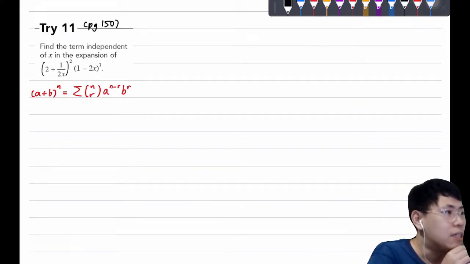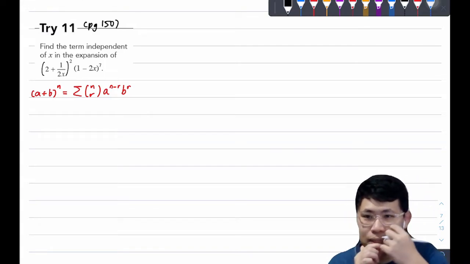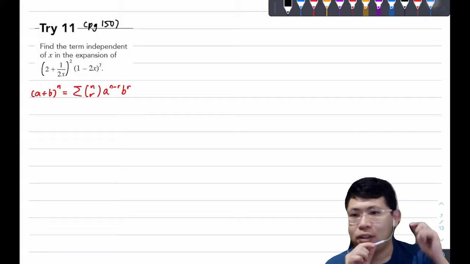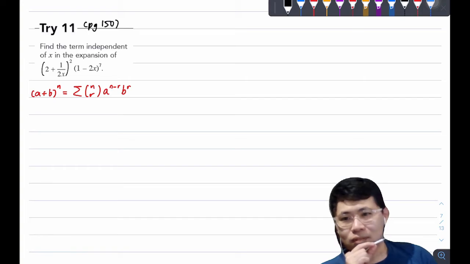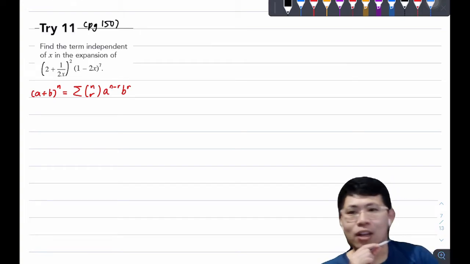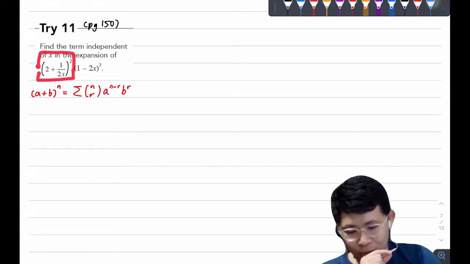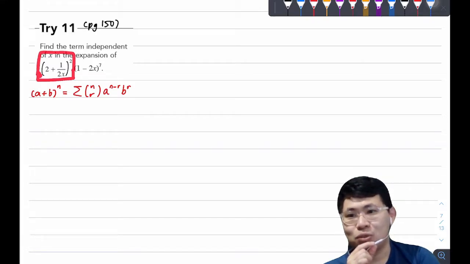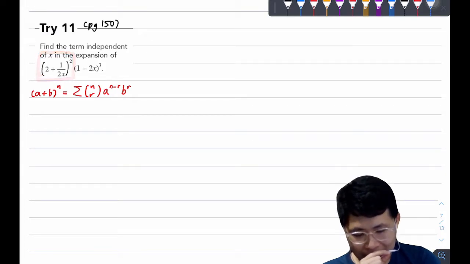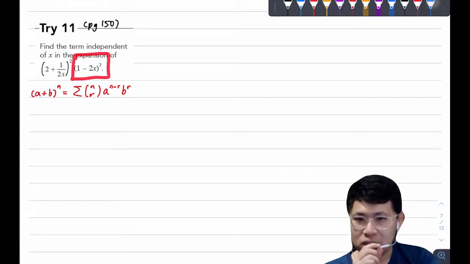Okay, so we have our second last question of the day. So over here, same thing, we are going to find the term independent of x in this expansion. So now the problem is, we have this kind of expansion. Now we have two brackets to expand. So the first bracket is the 2 plus this one, squared. So this one we don't really need the binomial theorem. We actually know how to expand this from set 2: a squared plus b squared plus 2ab. We will use that to expand this. And at the same time, we also have this expansion over here. We need to expand this thing over here.